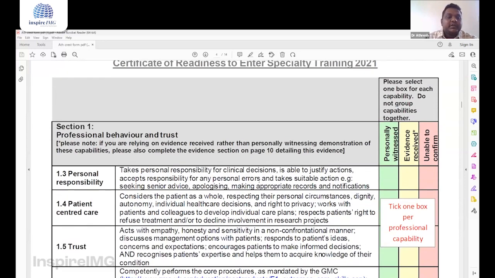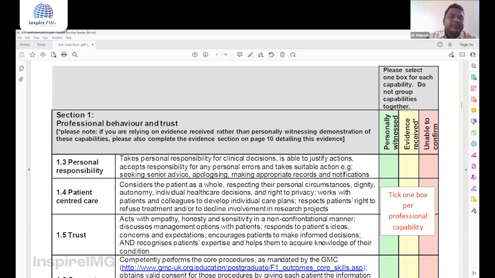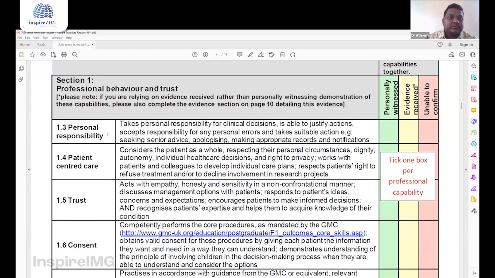And in the second page, it's the same: professional behavior and trust, personal responsibility. When you're treating your patient, you are solely responsible for everything for that patient, not just the physical health, even his mental health. And you need to be responsible in the sense that if you are not sure of any treatment, you need to call for help, you need to ask your colleagues.